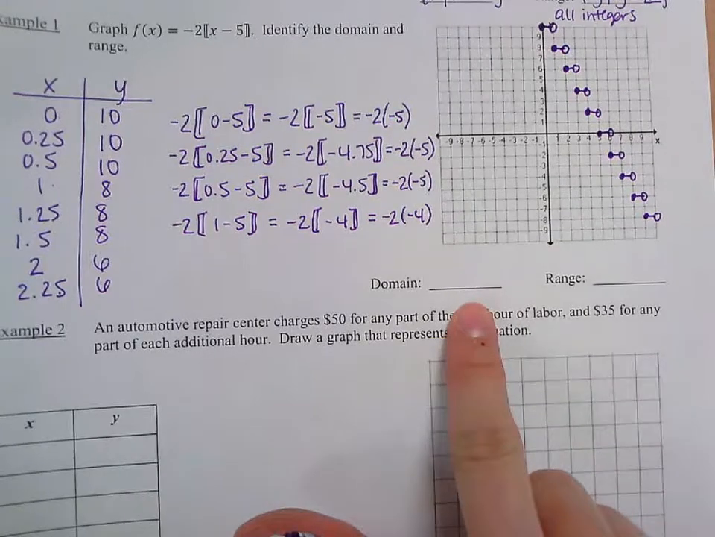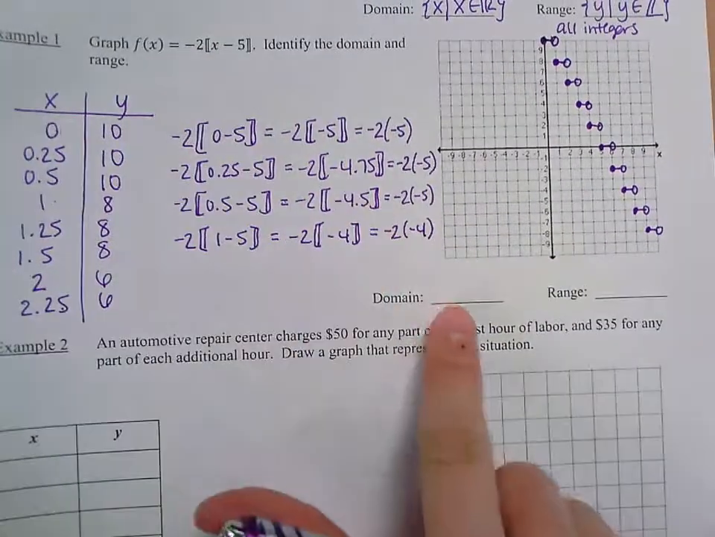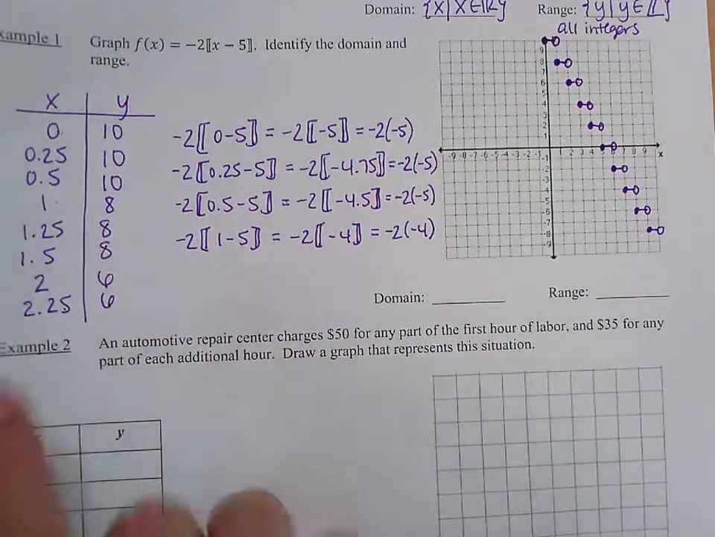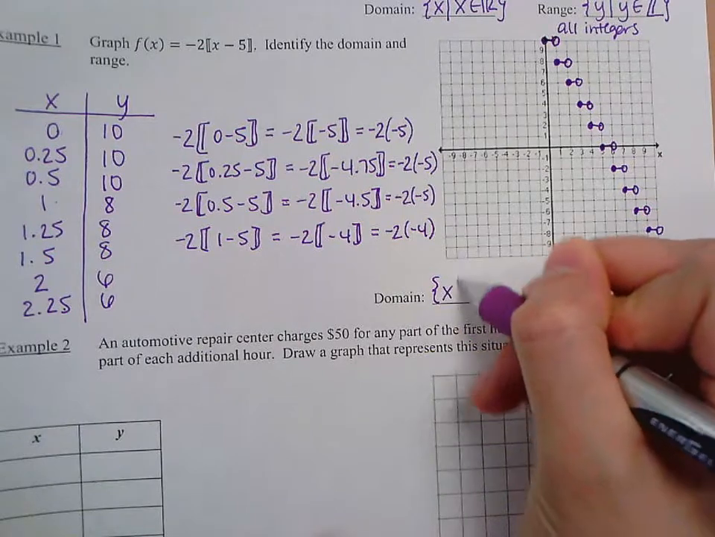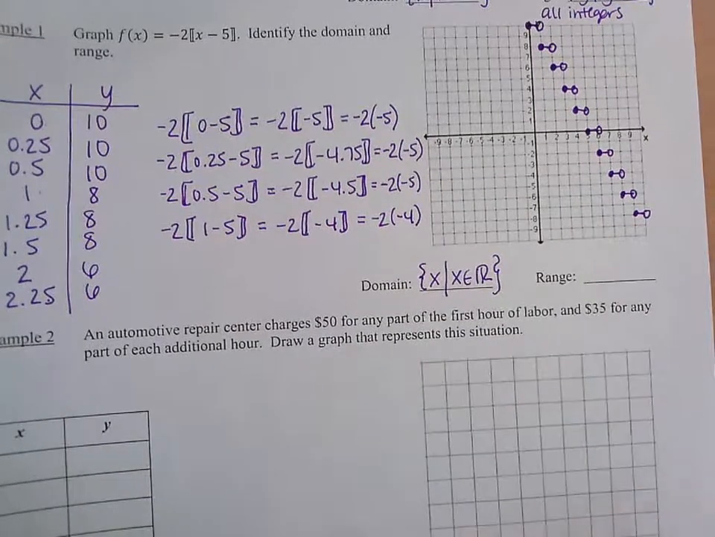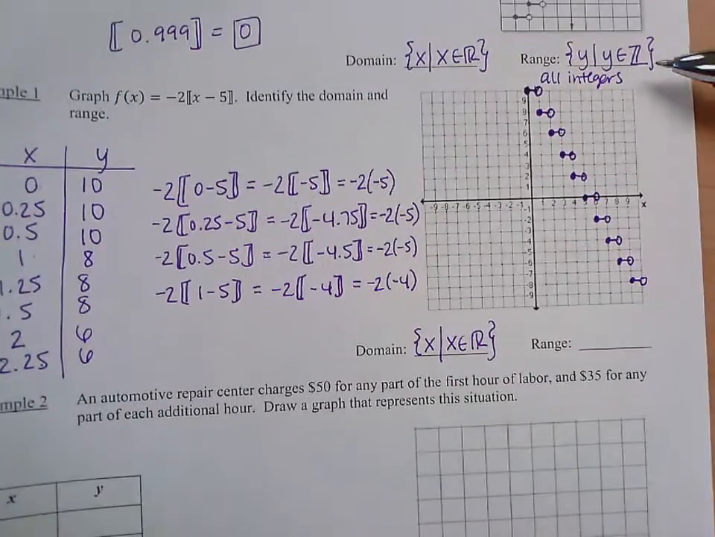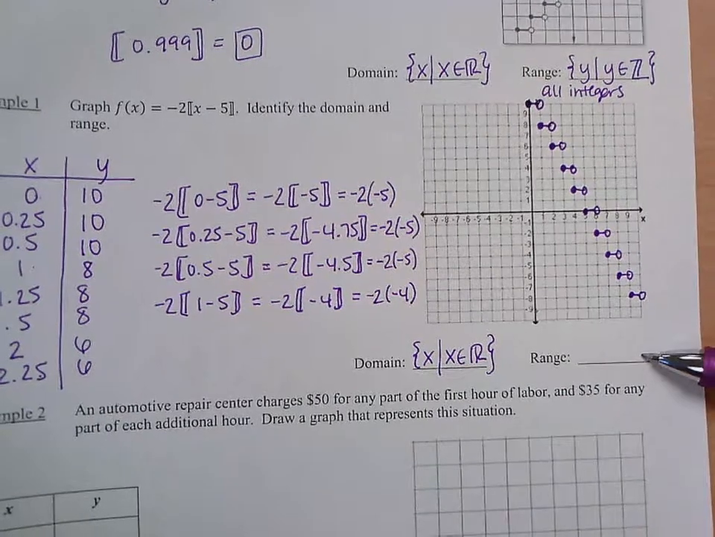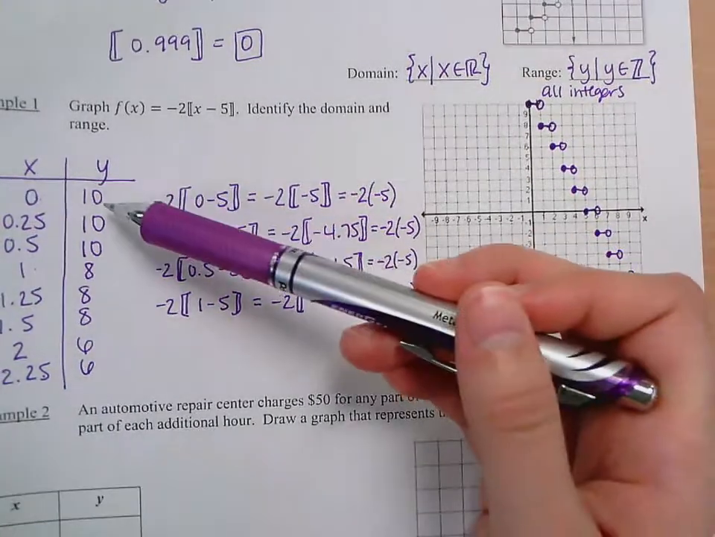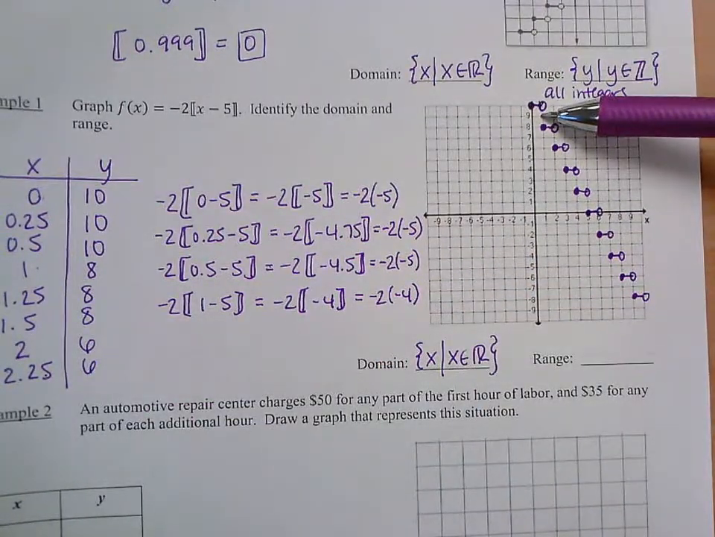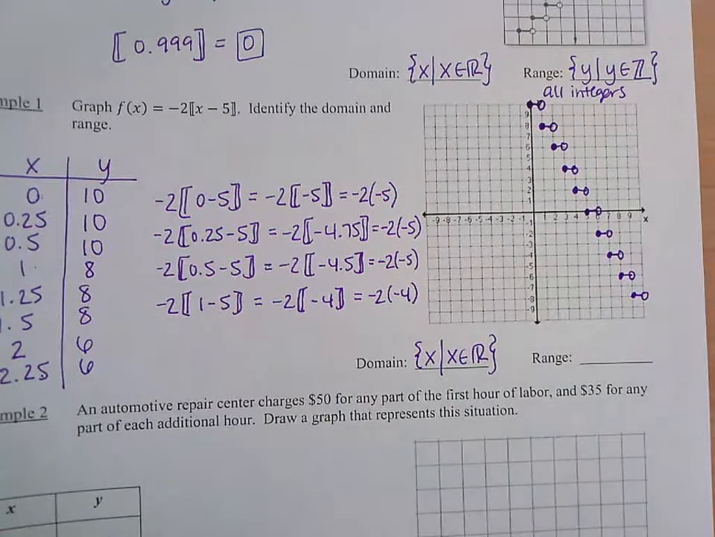Domain, so for the step functions here, the domain is always going to be all real numbers because you can plug any number you want in for x. So x such that x is an element of the real numbers. The range, though, is not all integers like the range up here. This range is not all integers because if you look at our y values, we have the y values 10, 8, 6. We don't have the y value 9, the y value 7, the y value 5.